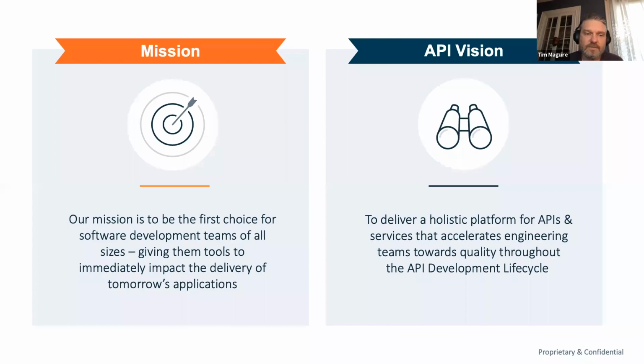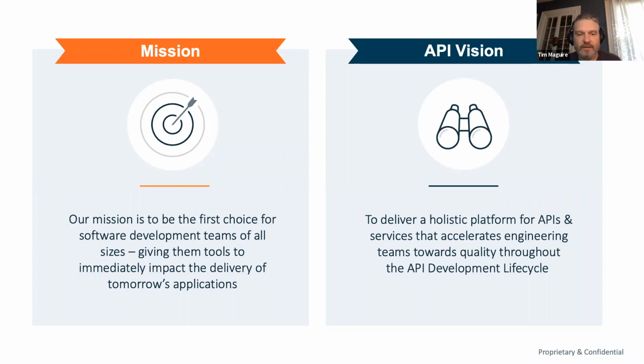To start off, our mission here at SmartBear, and specifically within our API product line, is to be the first choice for software development teams of all sizes, giving them the tools to immediately impact the delivery of tomorrow's applications. We know they're development teams of different shapes and sizes, working on large platforms to just simple little mobile apps. Not really simple, but just small. They all have different sorts of projects that they're working on, and they have different needs between these projects.